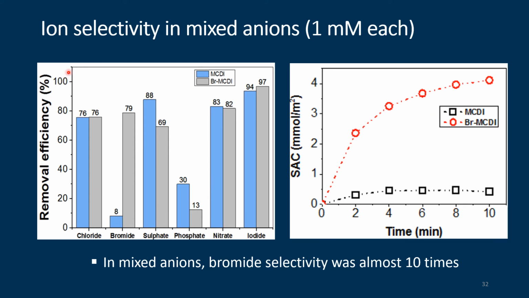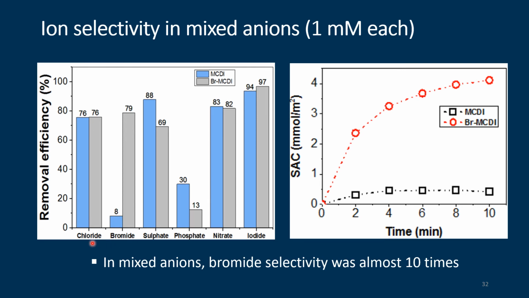And this is the mixed anions. This time we compare different anions: chloride, bromide, sulfate, phosphate, nitrate, iodide. And then you can see the typical MCDI and the bromide MCDI. So you have a much higher removal of bromide with the bromide MCDI, 79%, but on the other hand, the normal MCDI only 8%.